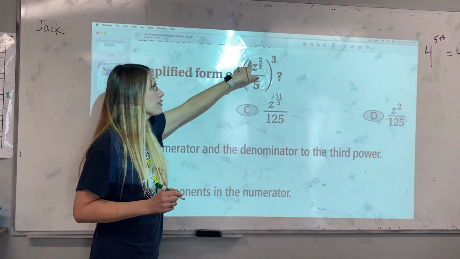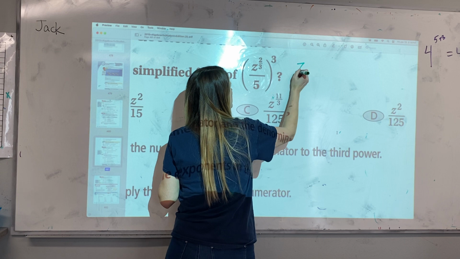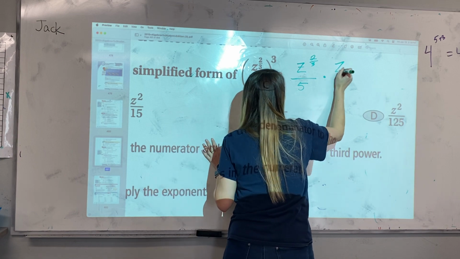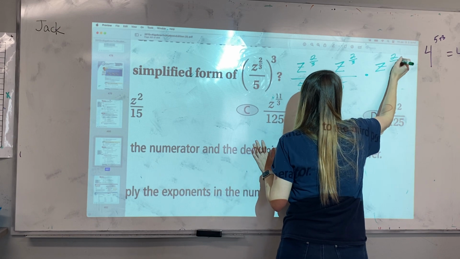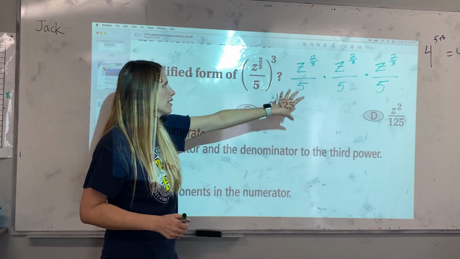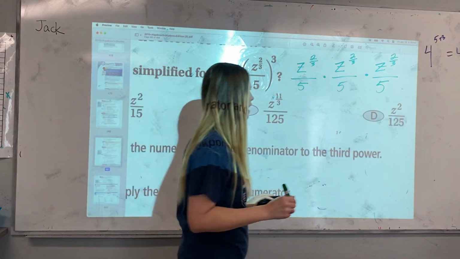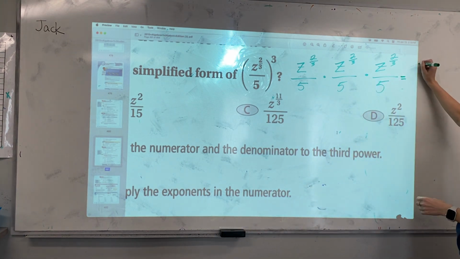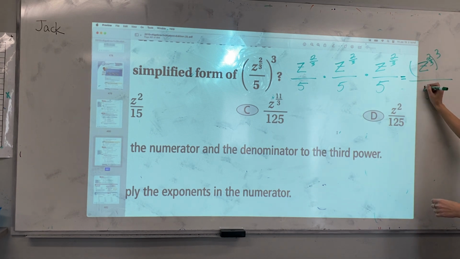If this is being raised to the 3rd power, doesn't that mean that z to the 2/3 over 5 is being multiplied times itself, z to the 2/3 over 5, and it's being multiplied times itself again, right? If this whole thing is being cubed, that means this times itself again. So doesn't that mean that the numerator is being cubed and the denominator is being cubed?